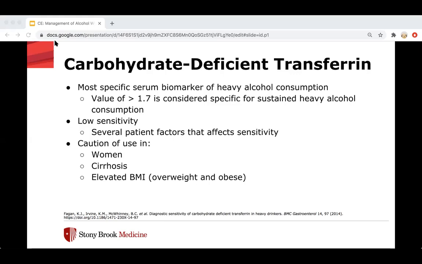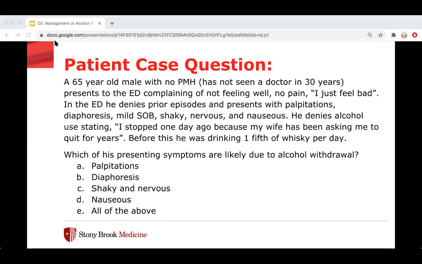alcohol consumption. So I just wanted to start with a patient case question. A 65-year-old male with no past medical history, who hasn't seen a doctor in 30 years, presents to the ED complaining of not feeling well. No pain, I just feel bad. In the ED, he denies prior episodes and presents with palpitations, diaphoresis, mild shortness of breath, shaky, nervous, and nauseous.